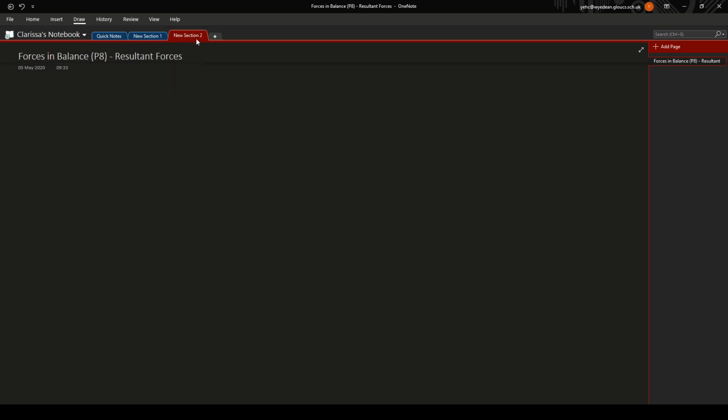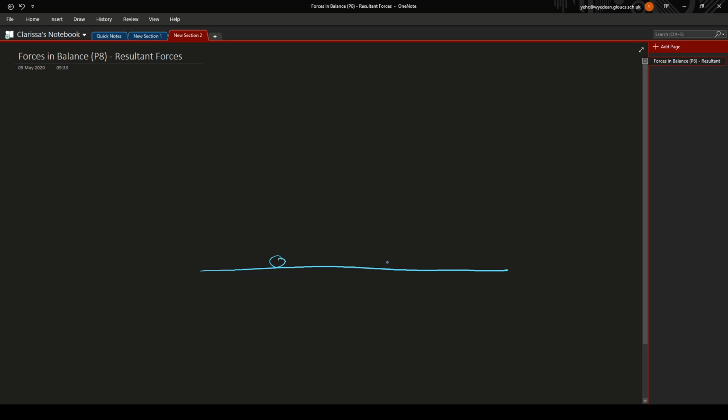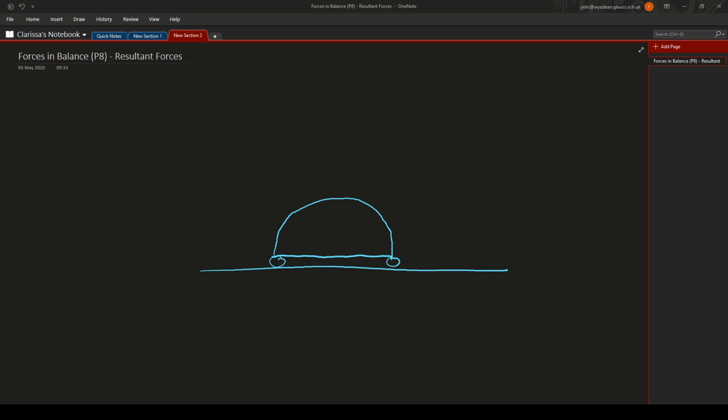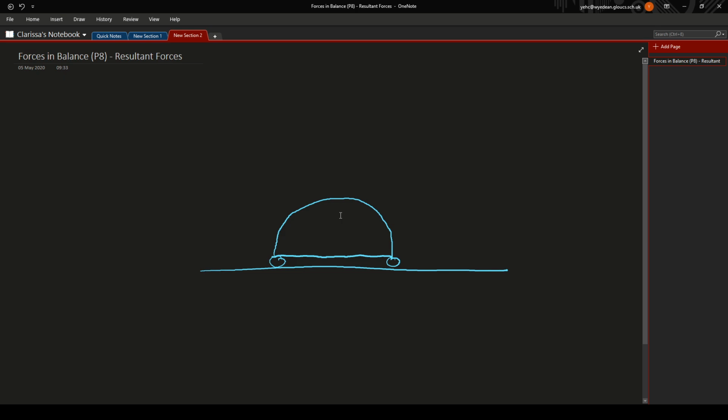So, let me just make sure that my drawing tool is on the right one. Let's go with this, draw. Okay, let's say we had a car on the road. This is my car. It's not a very good car, but it is a car nonetheless. So let's say we had a car on the road. Now, let me just draw. This is the driver's side. There's my steering wheel, and there's my driver.